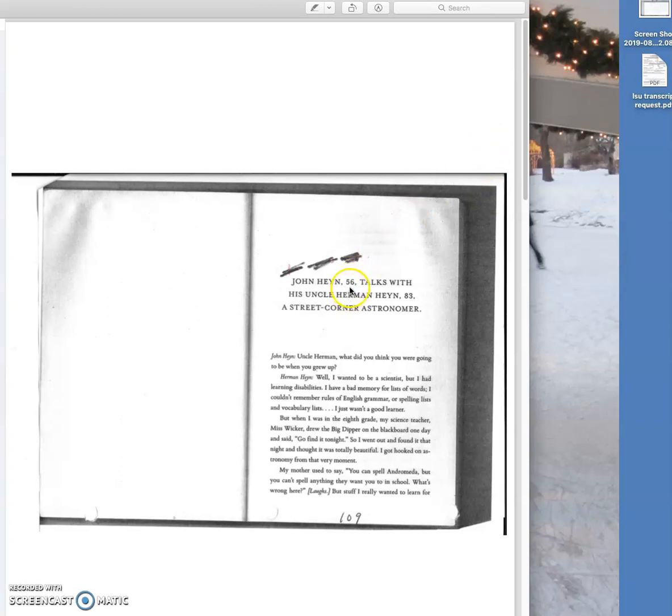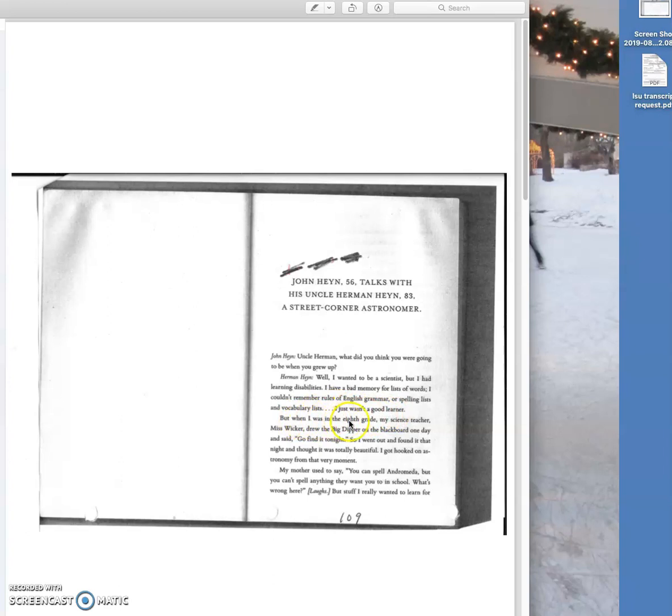John Hine, 56, talks with his uncle Herman Hine, 83, a street corner astronomer. Uncle Herman, what did you think you were going to be when you grew up? Well, I wanted to be a scientist, but I had learning disabilities. I have a bad memory for lists of words. I couldn't remember rules of English grammar or spelling lists and vocabulary lists. I just wasn't a good learner.